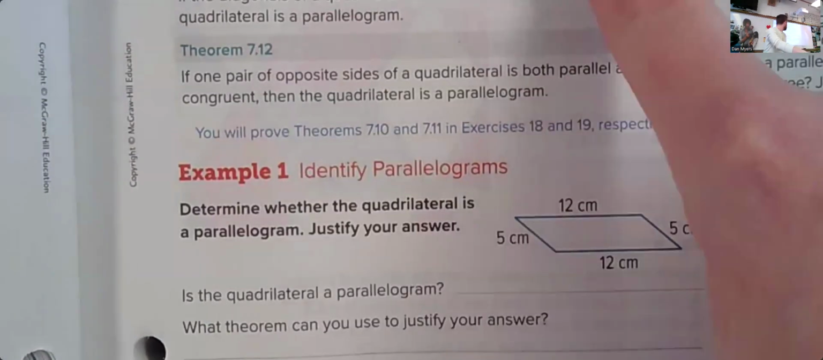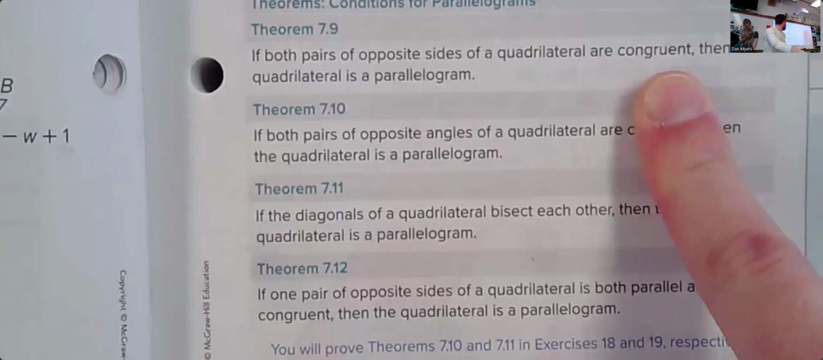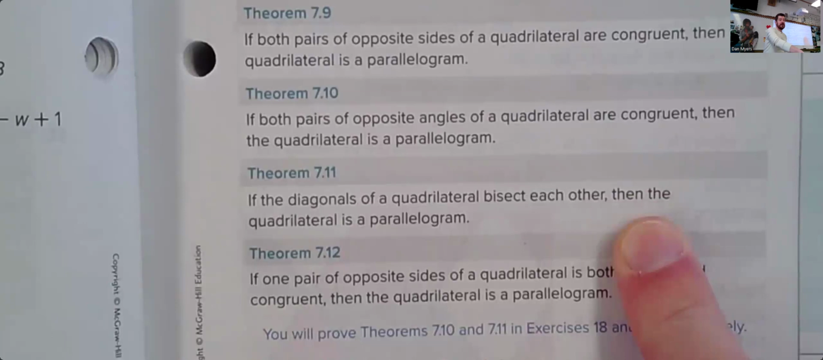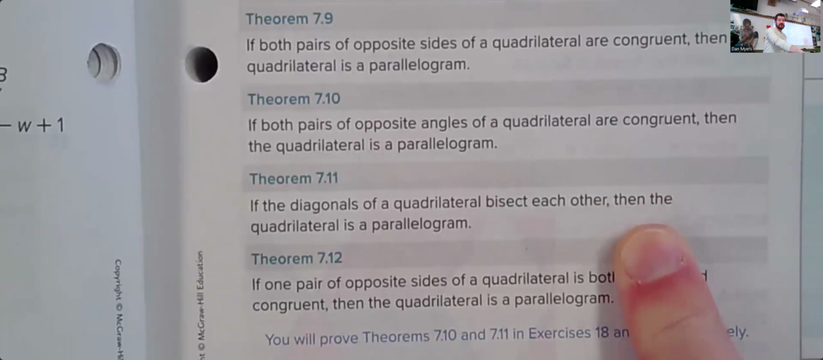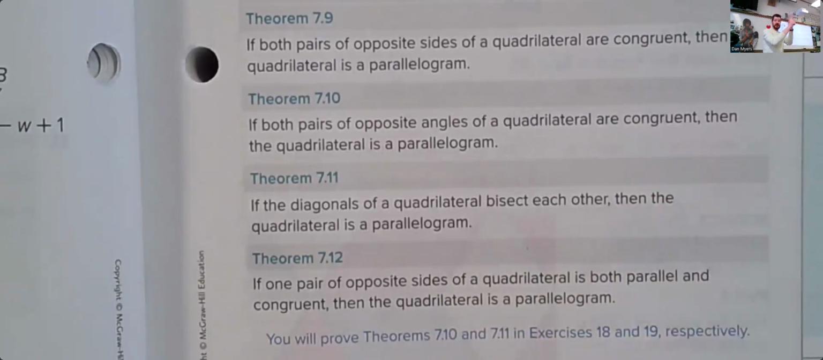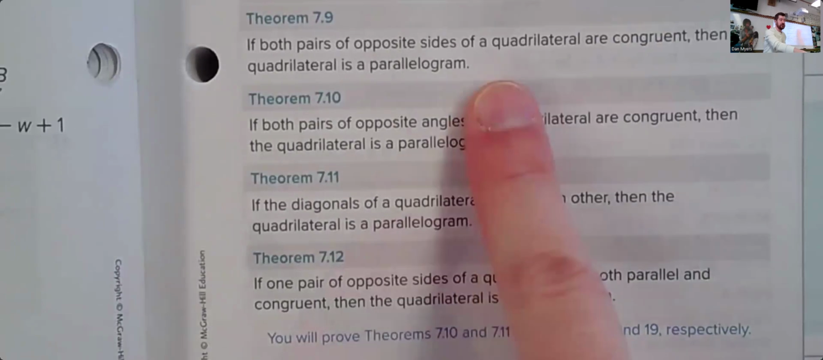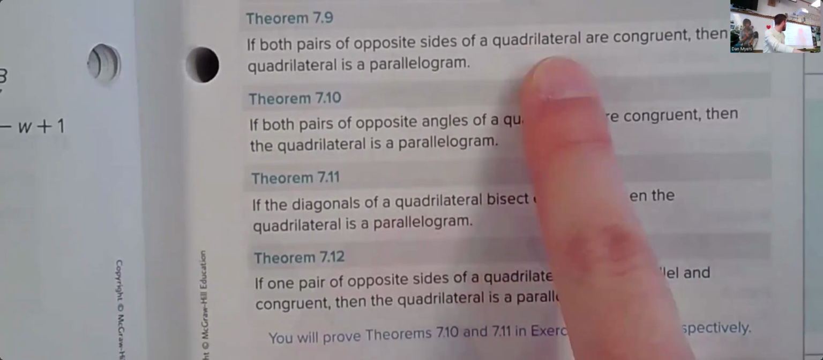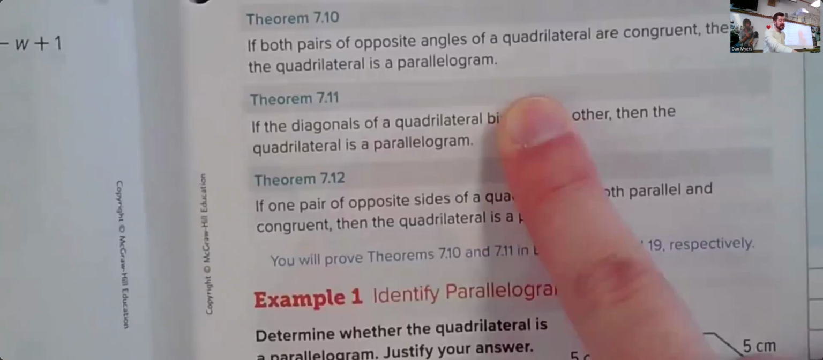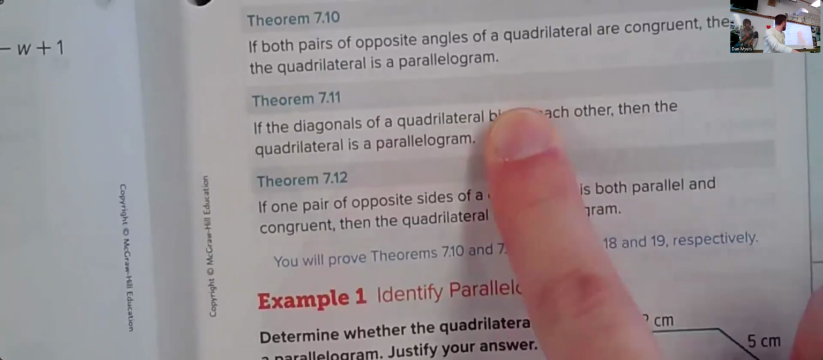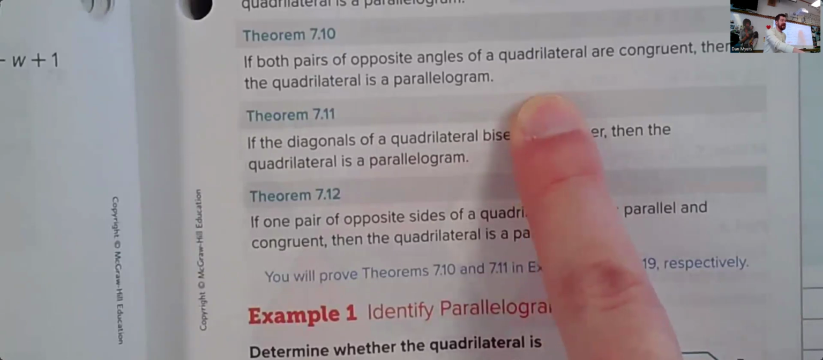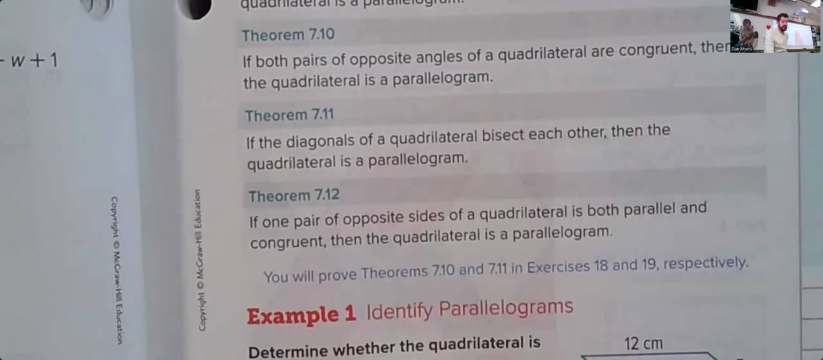Three of these four things, the first three, by the way, theorem 7.9, 7.10, and 7.11, we talked about those three things yesterday. We just flipped around some phrasing. Yesterday, we said if you have a parallelogram, then the opposite sides are congruent. This one is saying if you have opposite congruent sides in a quadrilateral, that makes it a parallelogram. Yesterday, we said that if you have a parallelogram, then the opposite angles are congruent. Today, we're saying if you have a quadrilateral and the opposite angles are congruent, that automatically makes it a parallelogram.